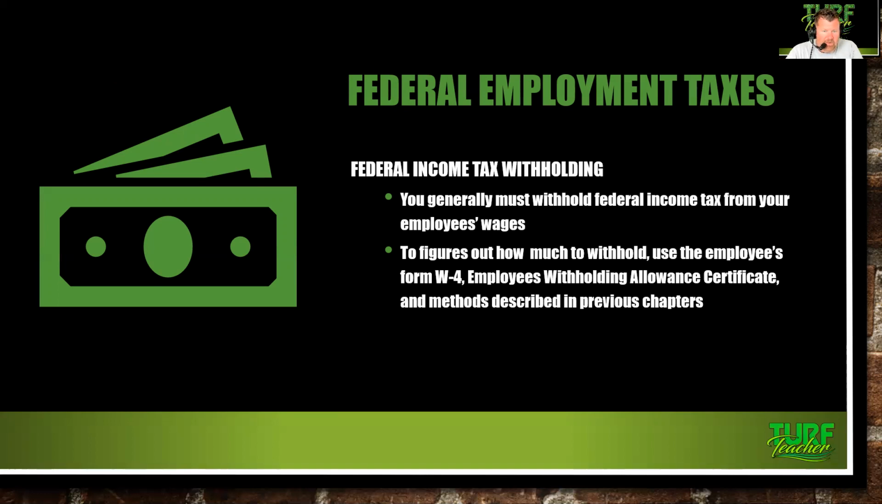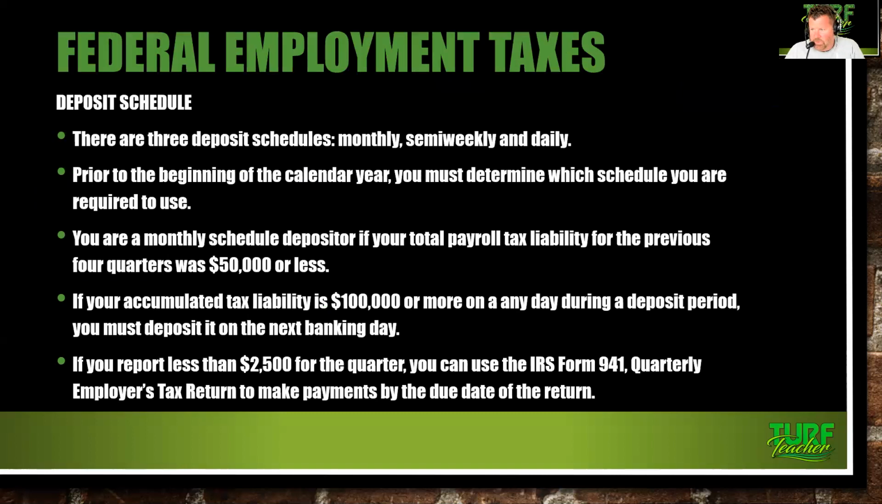Federal employment taxes, the federal income tax withholding: you generally must withhold federal income tax from your employees' wages. To figure out how much to withhold, use the employee's Form W-4, the employee's withholding allowance certificate, and the methods described in previous chapters. So basically, that's how many dependents they have and whatnot. That's one of the forms that every employee gets right off the bat. Give them that W-4 along with the application, and you're able to get them in the payroll system.